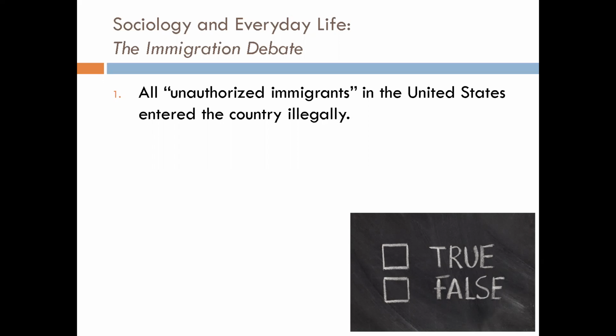The first sentence that you should think about and predict the answer, true or false: all unauthorized immigrants in the United States entered the country illegally. They are unauthorized, so they are illegal. Is it logical, are they related together or not? At first we think that yes, when you are an unauthorized immigrant, you should be illegal.